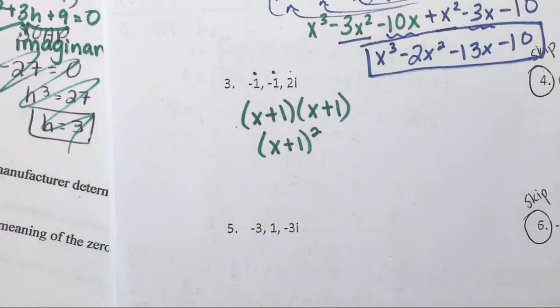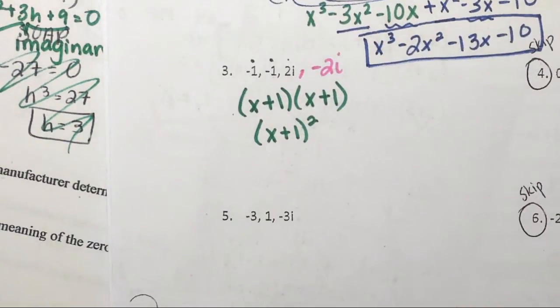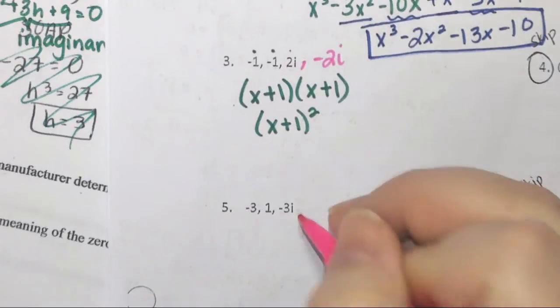But we talked about this yesterday. Darn the imaginary numbers. They're like girls that go to the bathroom together. They always come in pairs. Always. So if we have a plus 2i as an answer, we also have a minus 2i as an answer. We're going to have them both. So on number 5, what answer do I need to add to my list?